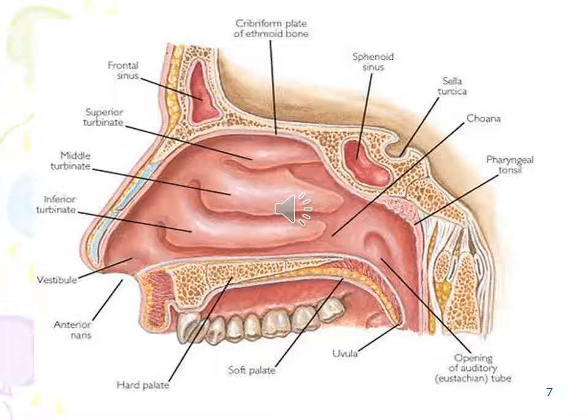This picture clarifies the nasal cavity and the paranasal sinuses. Above here we have the frontal sinuses. Then we have the turbinates: superior turbinate, middle turbinate, inferior turbinate. The vestibule is the air entry, in which the air enters through the anterior nares. Also, we have the pharyngeal tonsil.